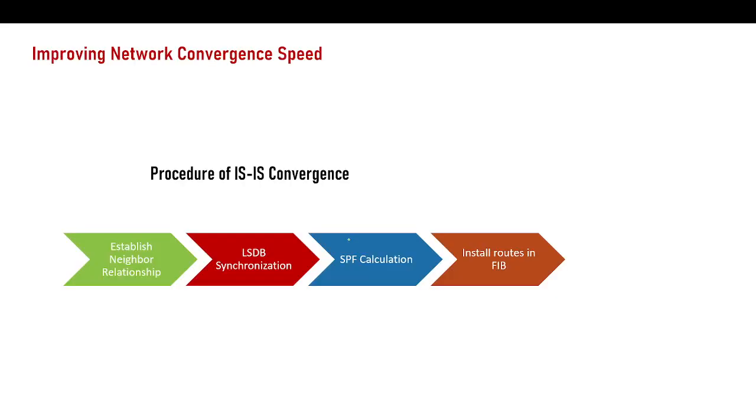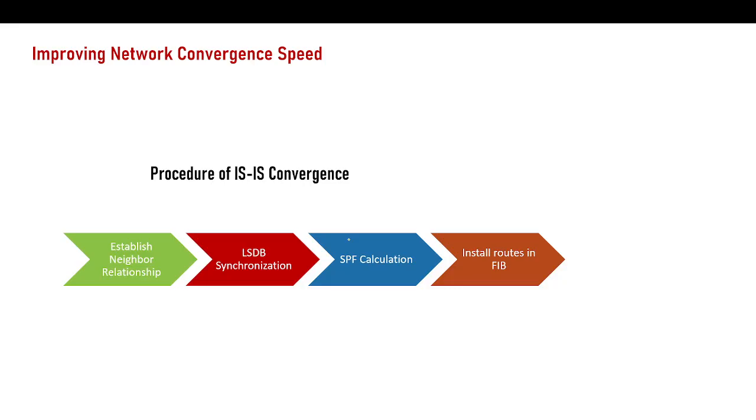Another thing that we need to consider is how to improve the convergence speed of our network. We know that, for example, a carrier network will have many devices, thousands, tens of thousands of devices. So you need to consider the convergence speed of your network. So how does ISIS converge? First, we need to establish a relationship. So you will configure ISIS. We need to have an adjacency or neighbor relationship established between the two nodes. And then we have LSDB synchronization. Once we have LSDB synchronization, we'll go ahead and have SPF calculation.